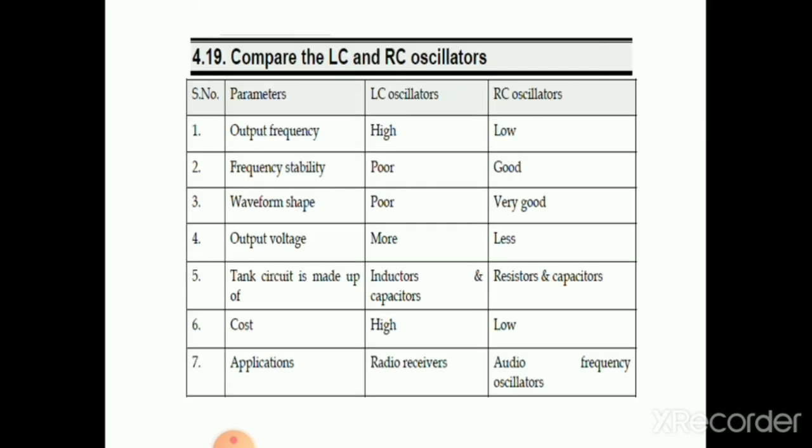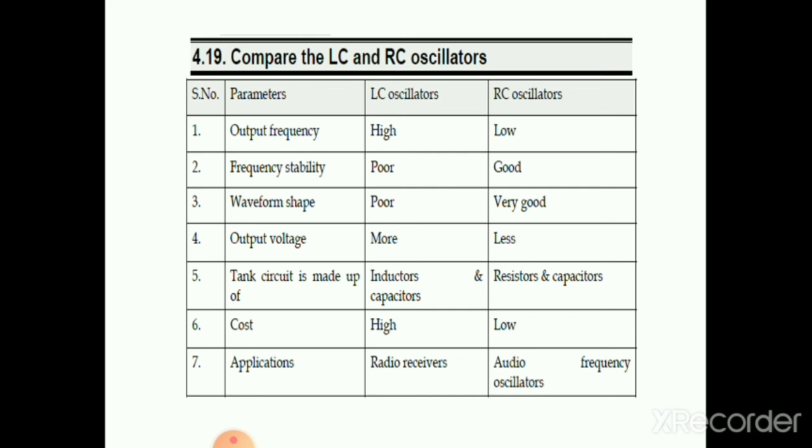Now the last topic in today's lesson: the comparison of LC and RC oscillators. Here we have a table with certain parameters for the LC and RC oscillators. The first parameter is output frequency. RC oscillators are used for low frequency, and LC oscillators are used for RF frequency, so the output frequency is high.